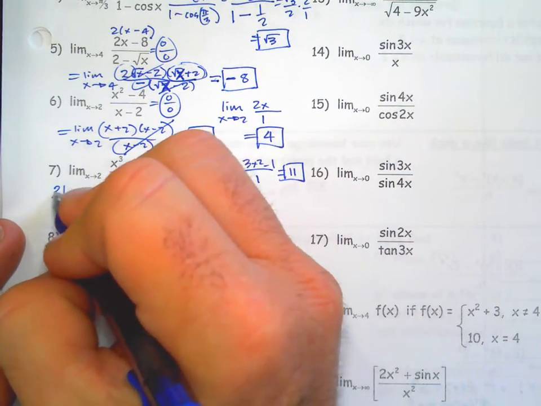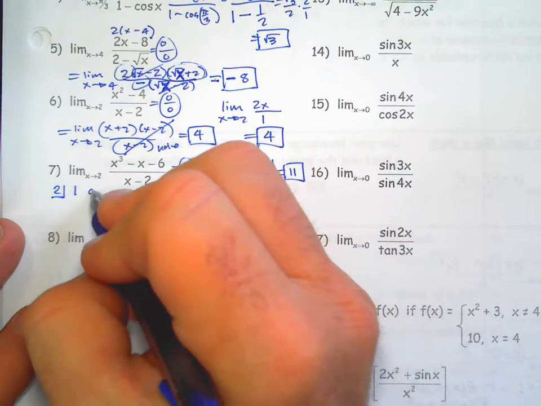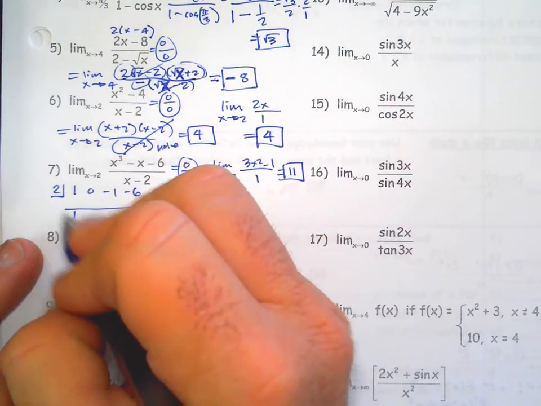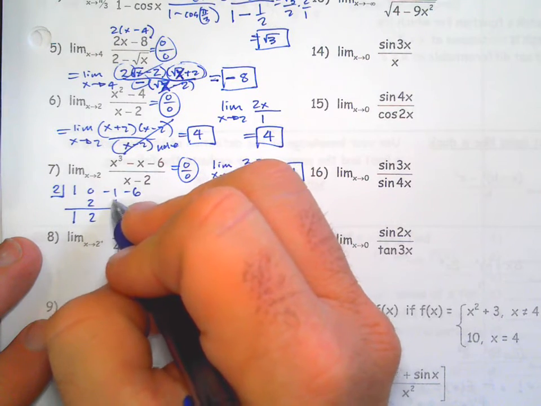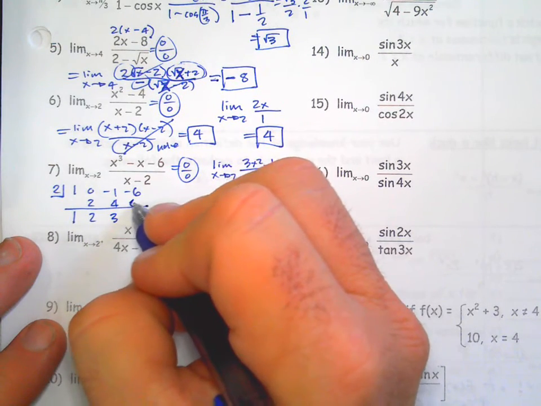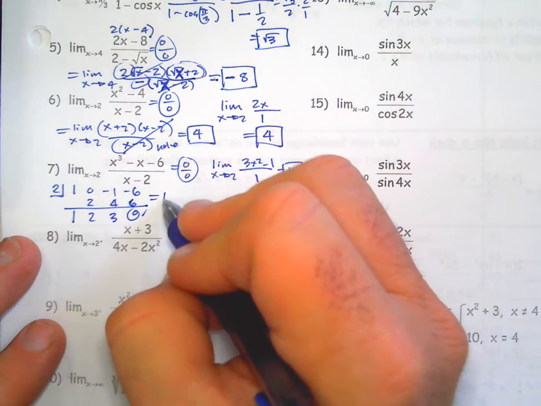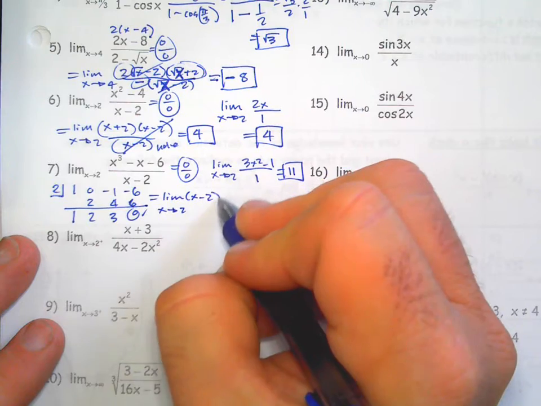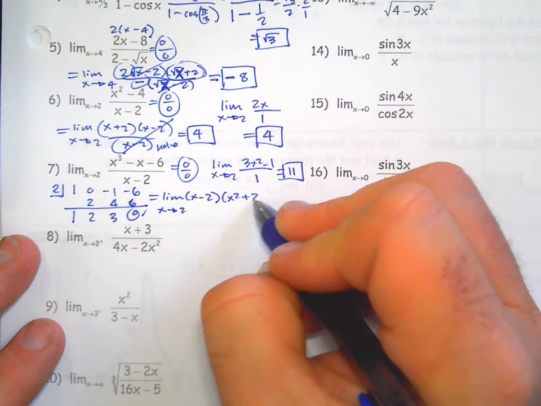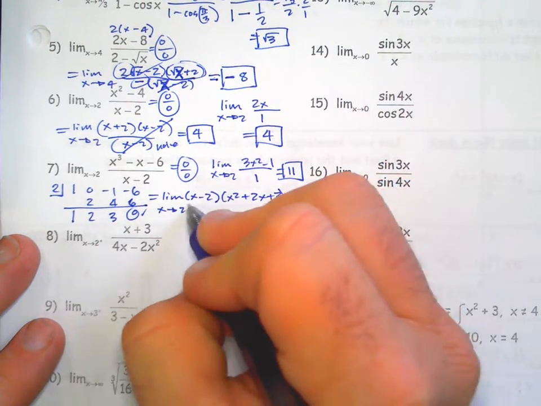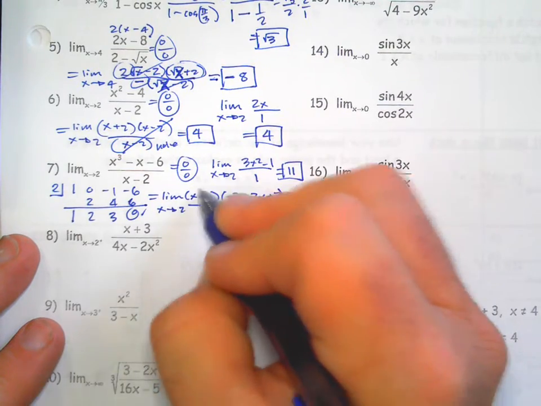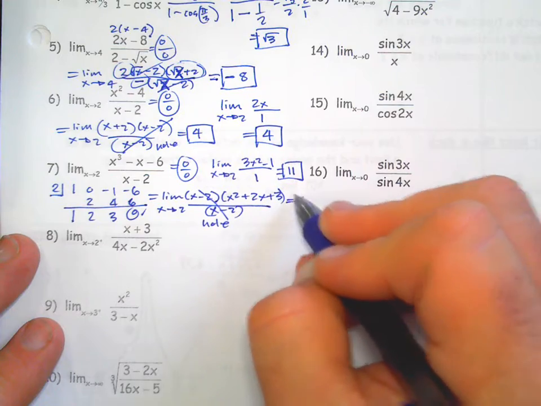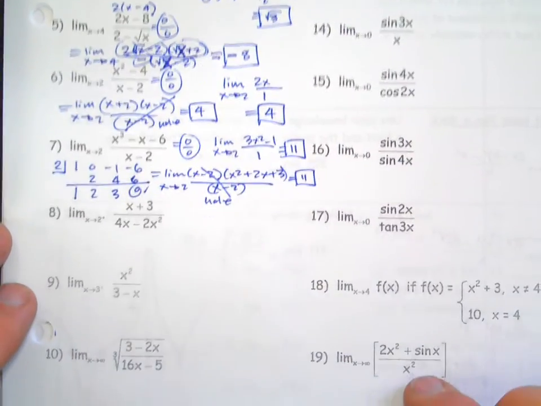So you're probably going to do some synthetic division here. You're going to have to do it both ways on your next test. 1, 2, 2, 4, 3, 6. Should get a 0 here. So what we have is the limit as x approaches 2 of (x minus 2)(x squared plus 2x plus 3) over (x minus 2). There's the hole in the graph. Plug 2 back in. 4 plus 4 plus 3 is 11. You've got to be able to do it both ways.